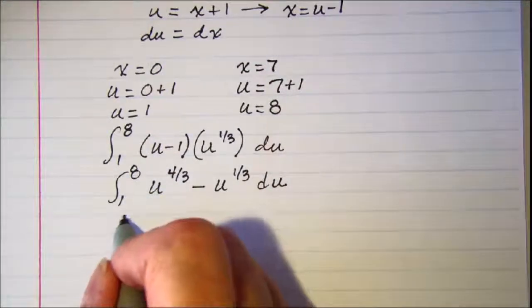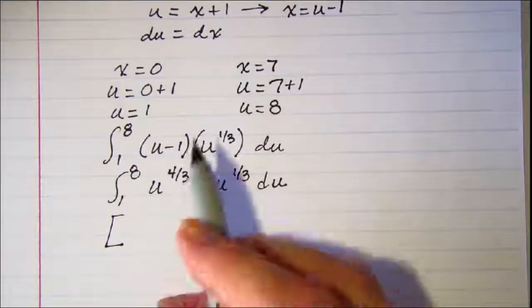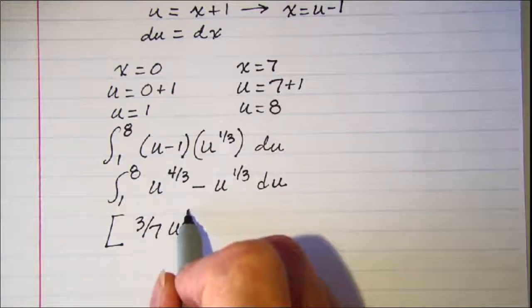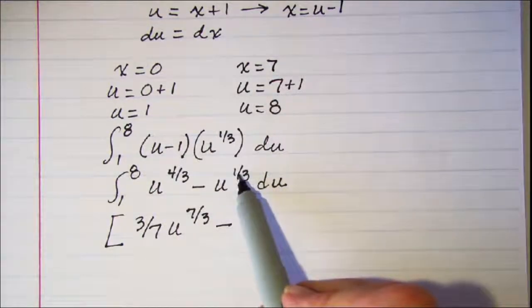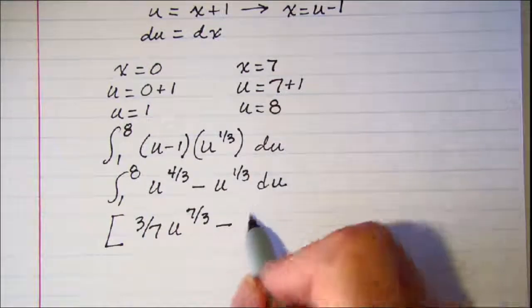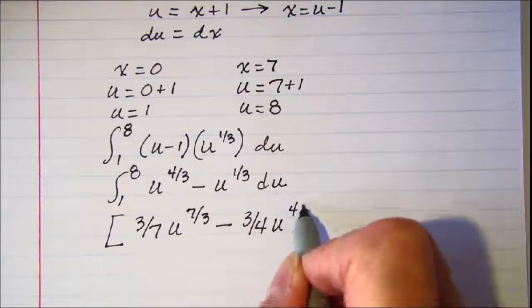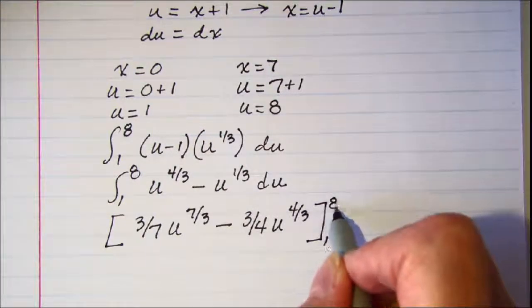So we now have 4/3 increased by 1 is 7/3. So we have 3/7 u to the 7/3 minus, and this will be 4/3, so 3/4 u to the 4/3 evaluated from 1 to 8.